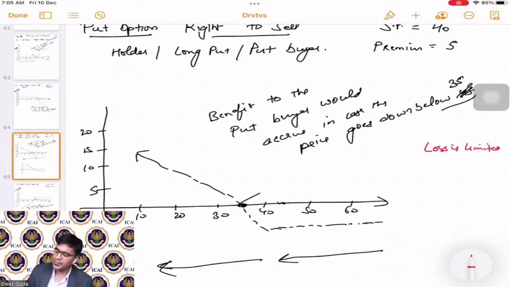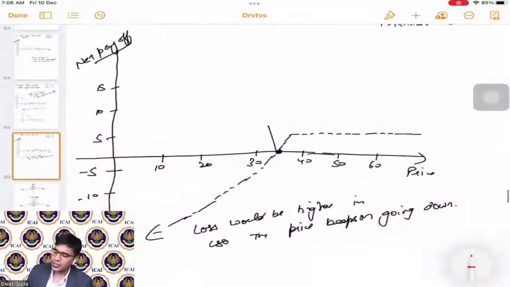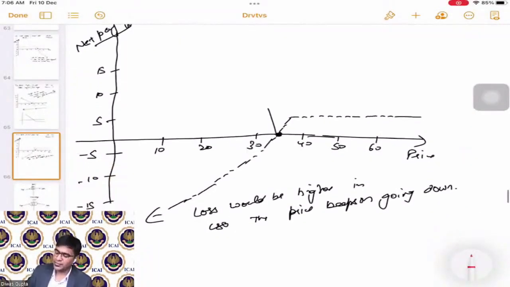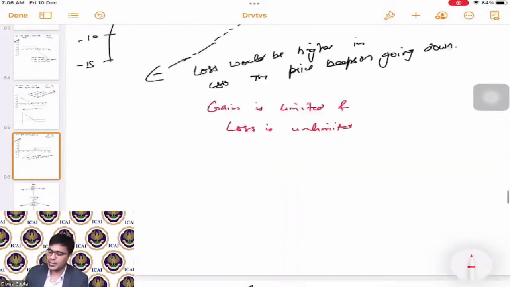Correct? Loss is limited, because ultimately the maximum he has to bear is the loss of premium, and gain is unlimited, because if the price goes beyond the 35 rupees in this case, as we studied, then he will accrue an unlimited gain. Similarly, for the put option seller, from the seller perspective, the gain is limited to only 5 rupees as we discussed above, and the loss is unlimited. Here the loss is unlimited.